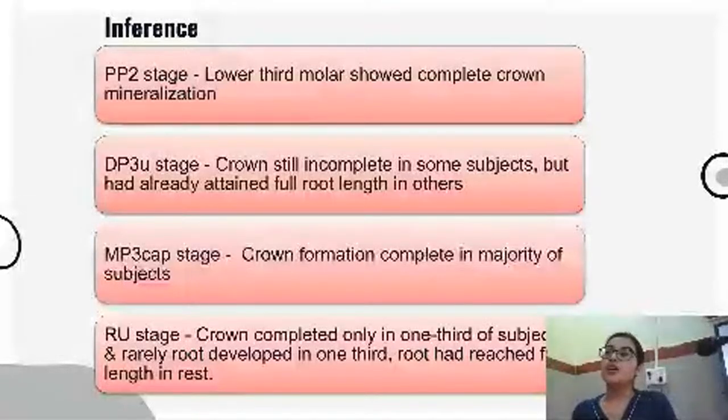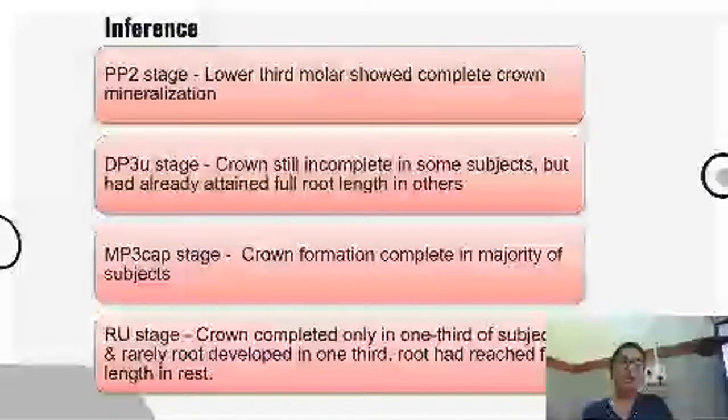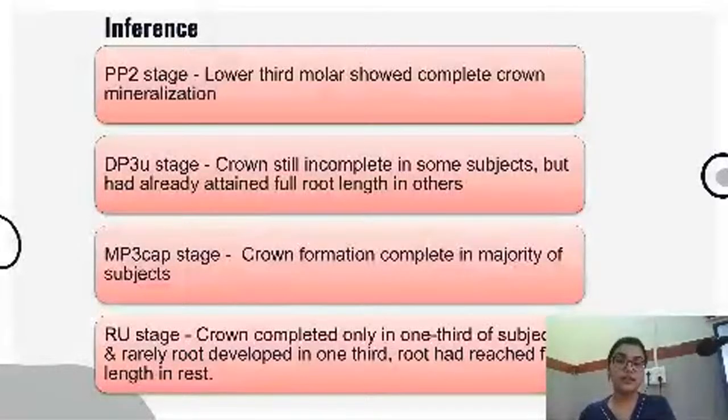And in the stage of fusion of epiphysis and diaphysis in the radius, the crown is completed in only one third of the subjects, the root is rarely developed in one third, and the root has reached full length in the rest of the subjects.